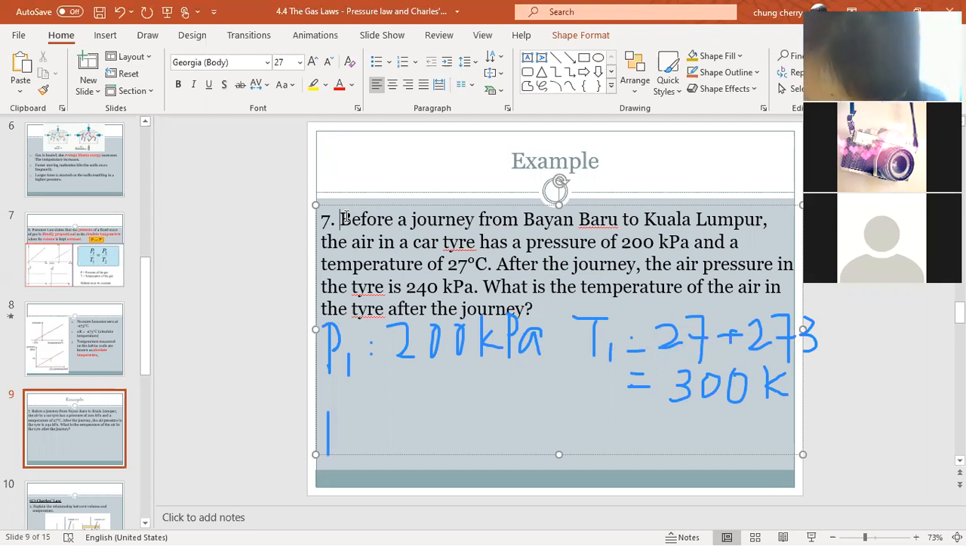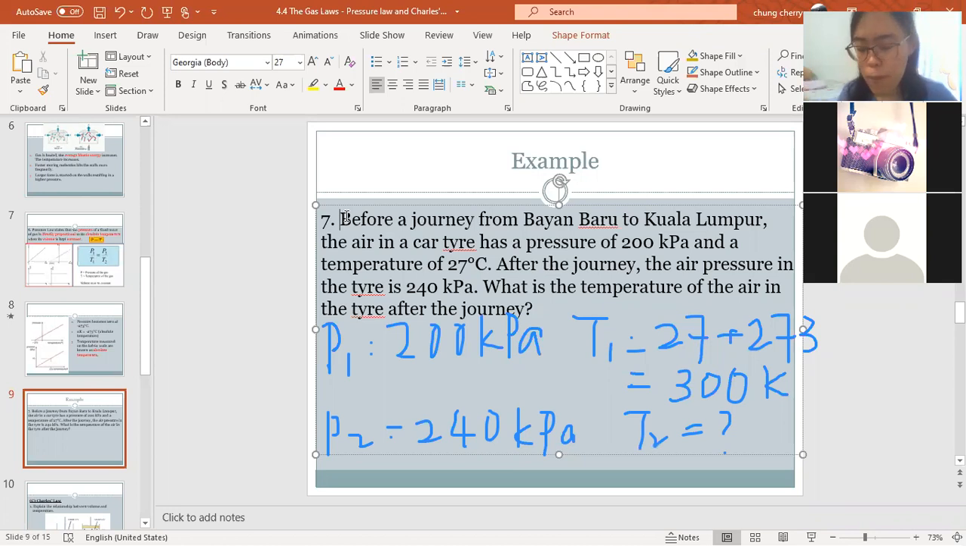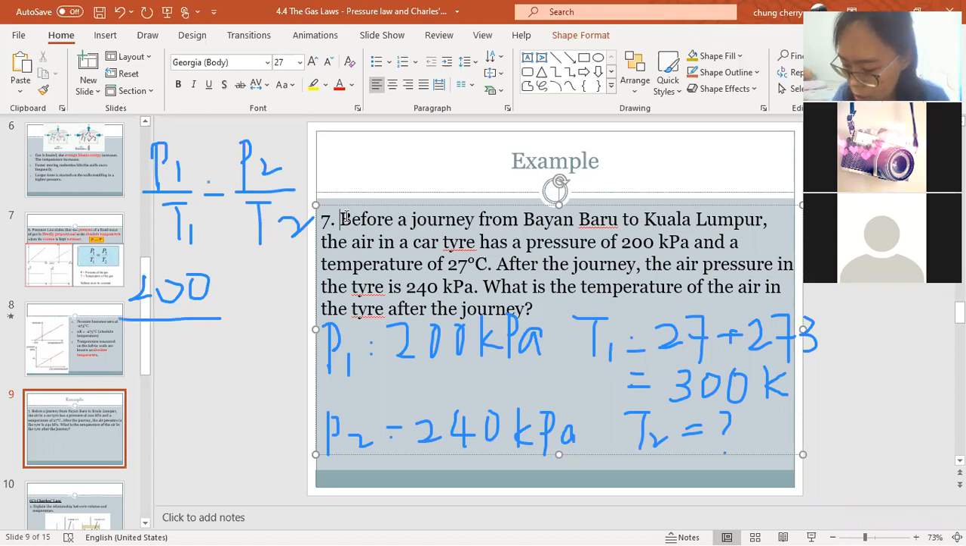Then P2 is equal to 240 kilopascal. You see, the unit given is the same, so you don't need to do anything. T2 is the one that you want to find. So you put into the formula. I write over here the formula: P1 over T1 equals P2 over T2. So P1 is 200, your T1 is 300, your P2 is 240, and your T2 is the one you want to find.